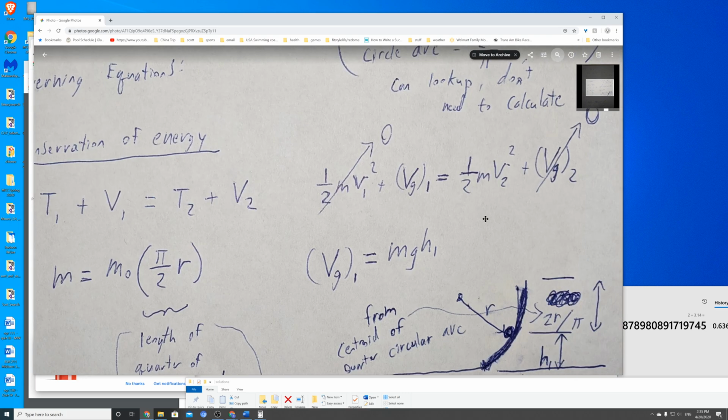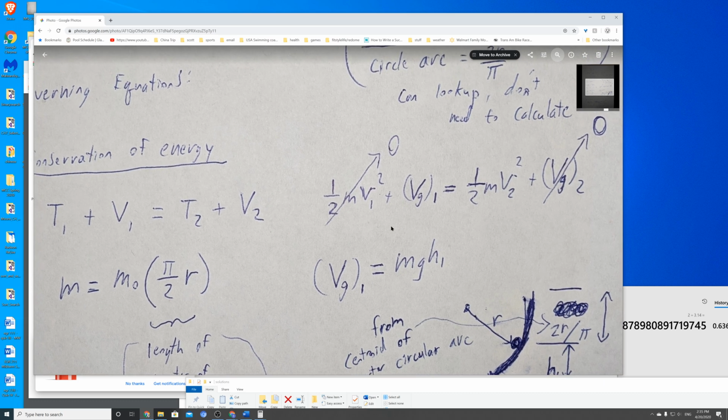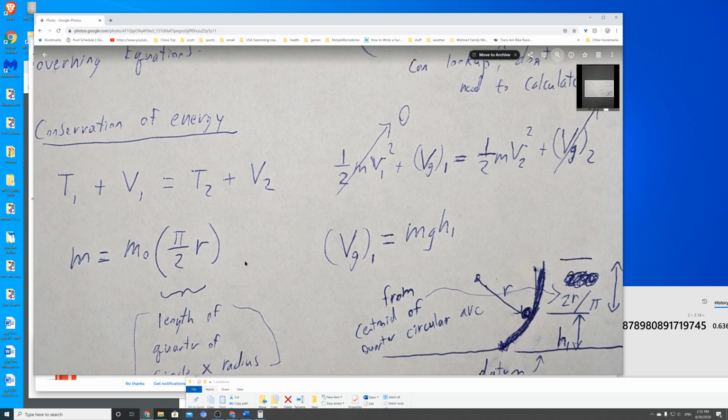One of the things we recognize is there's no initial kinetic energy, so that part is 0. There's no final potential energy, so that's 0. So our equation really just simplifies to initial potential energy is equal to the final kinetic energy. One of the things we could do is come up with the mass.